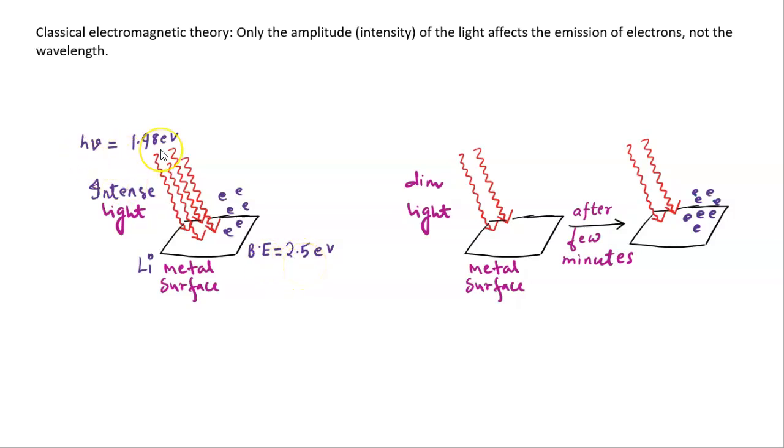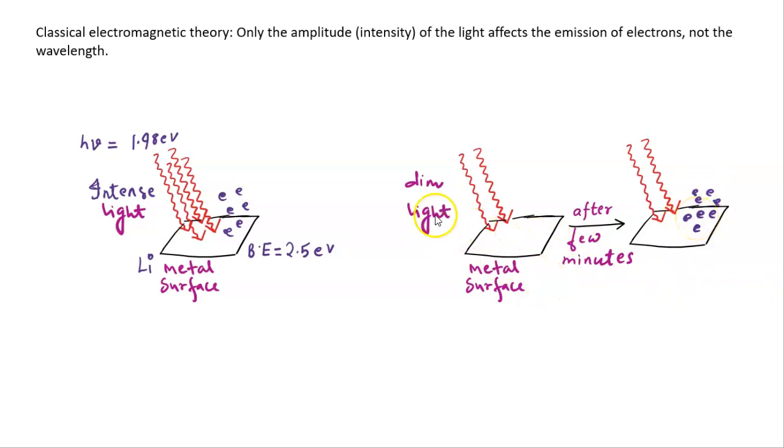But if you are using a low energy light, then you have to use an intense beam or more light to eject the electrons, and the electrons will get ejected instantaneously. But if you are using the same metal surface and the same light, and you are using a dim light or a low intensity beam, then you have to wait a few minutes in order to see your electrons getting ejected.